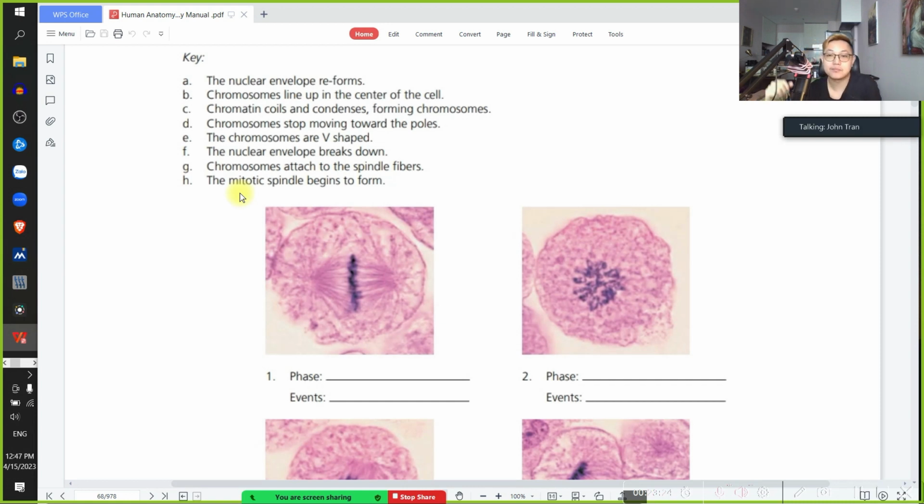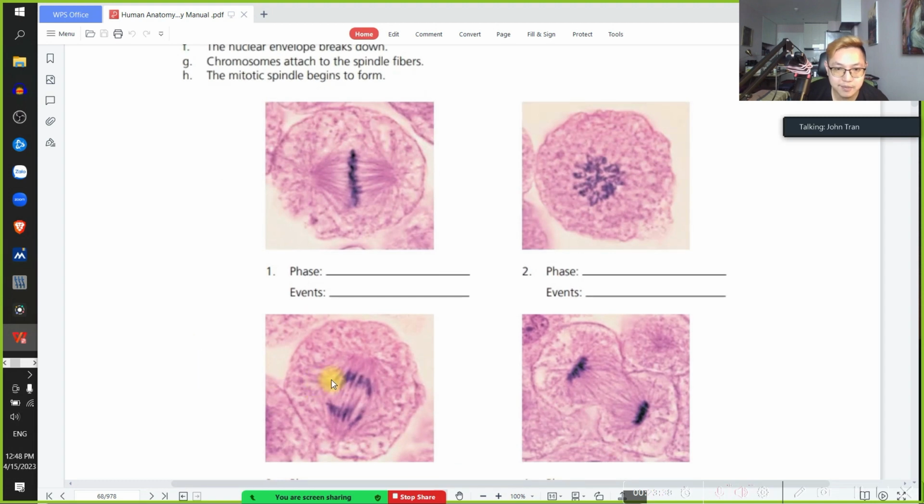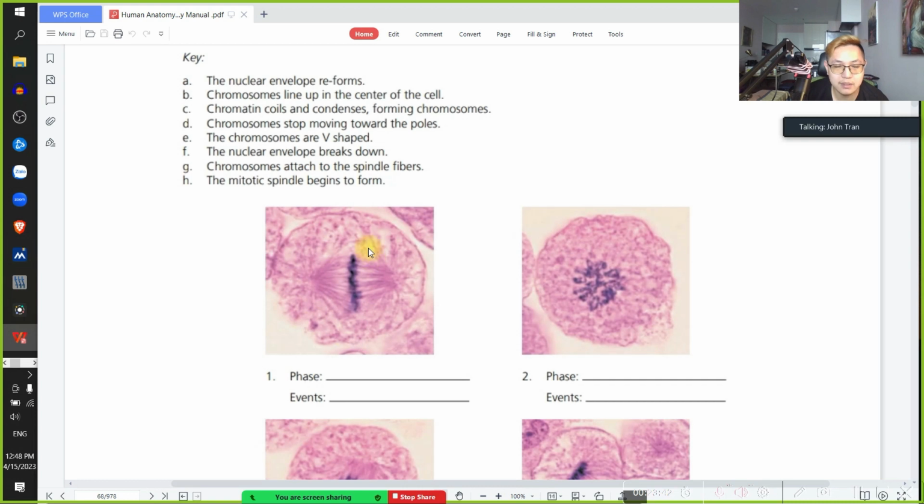Okay, E, so what can you see here? For the V shape. This is V shape, okay? But here it's not V shaped. Này nó không phải hình chữ V đâu. Nó là B. Chromosome line up in the center of the cell. Nó xếp thẳng hàng ở ngay cái trung tâm của tế bào, đúng hơn.